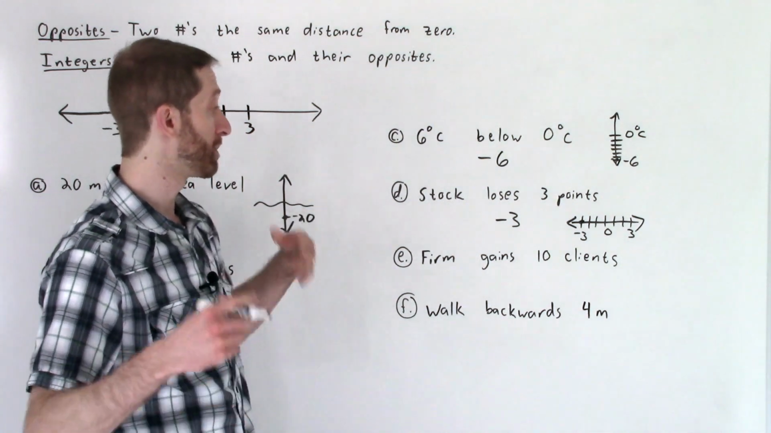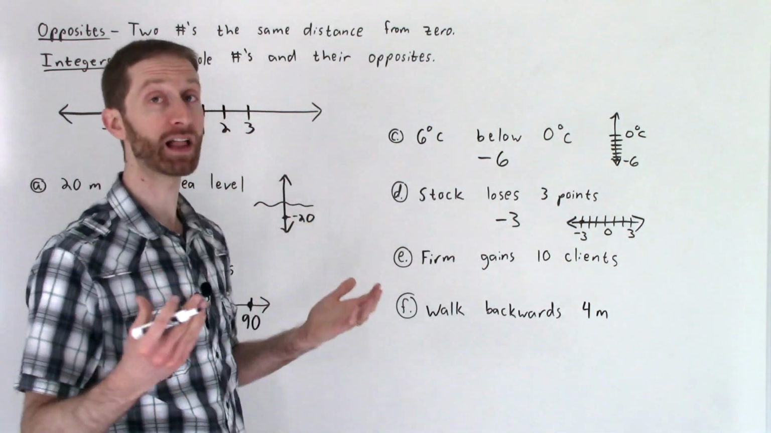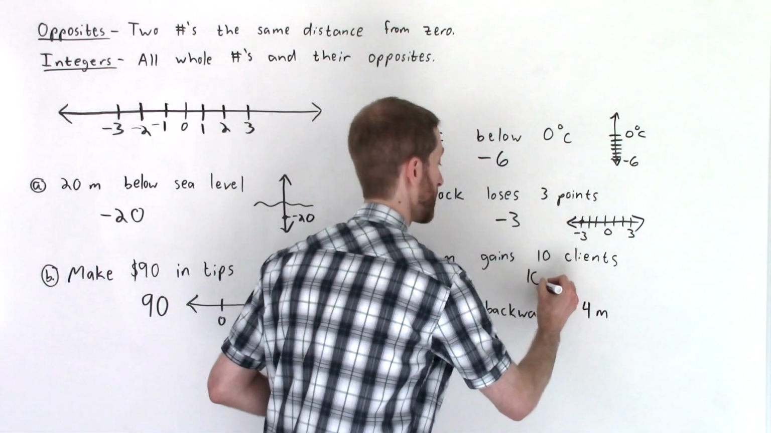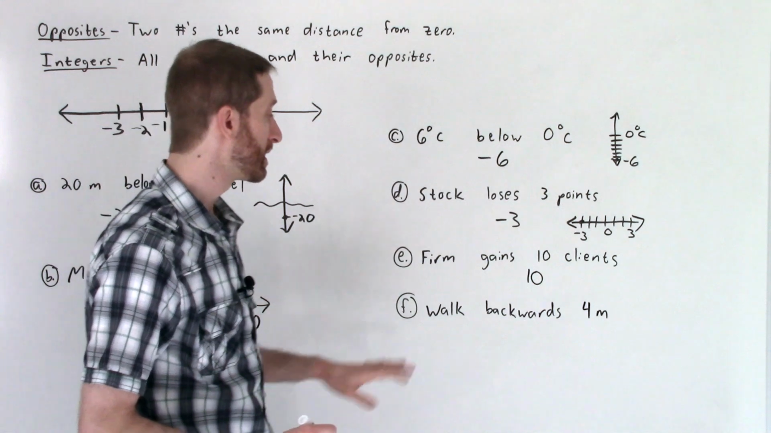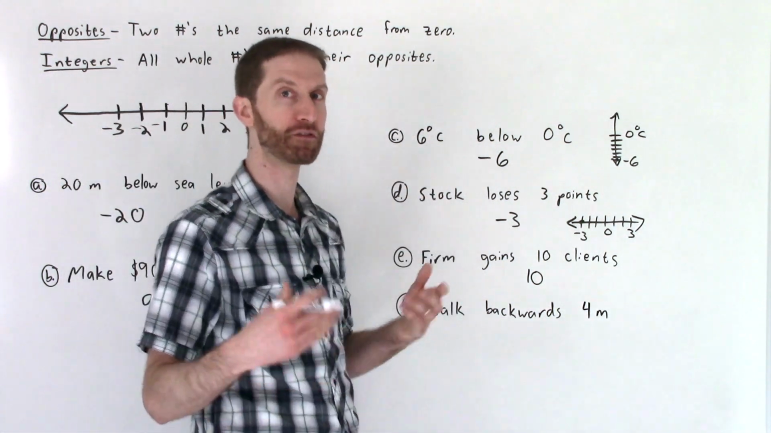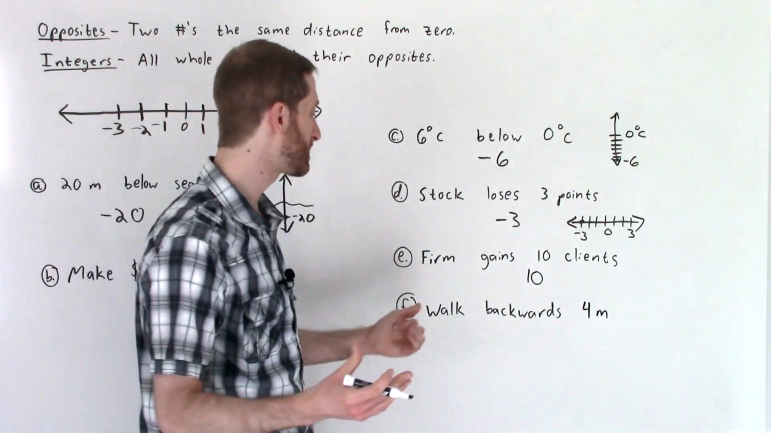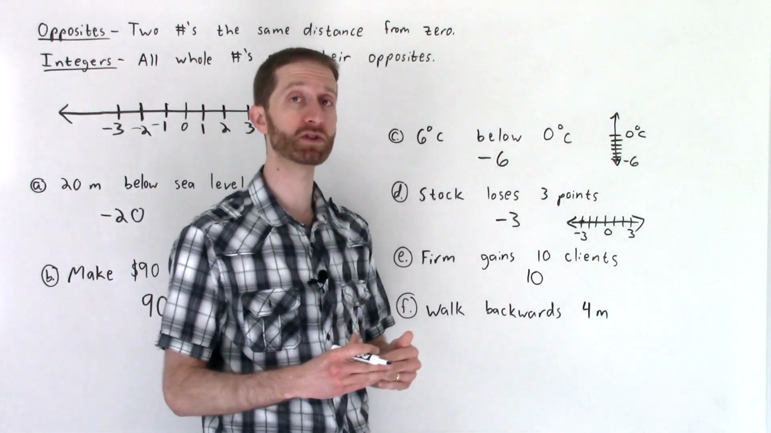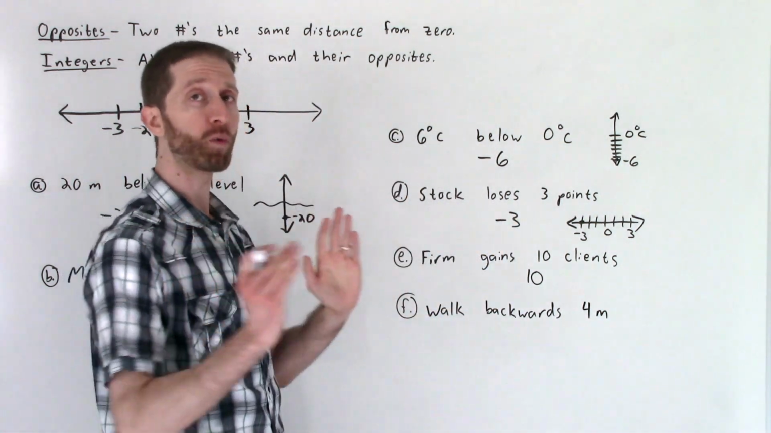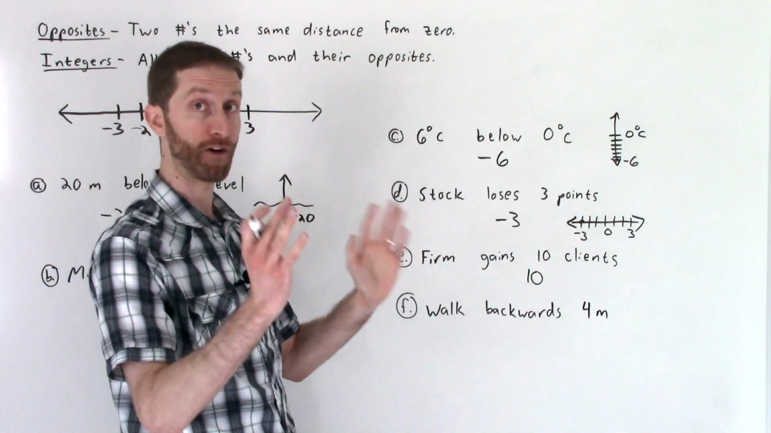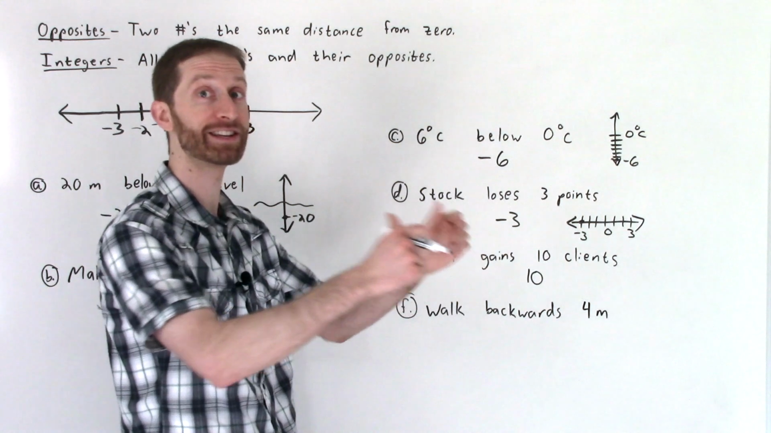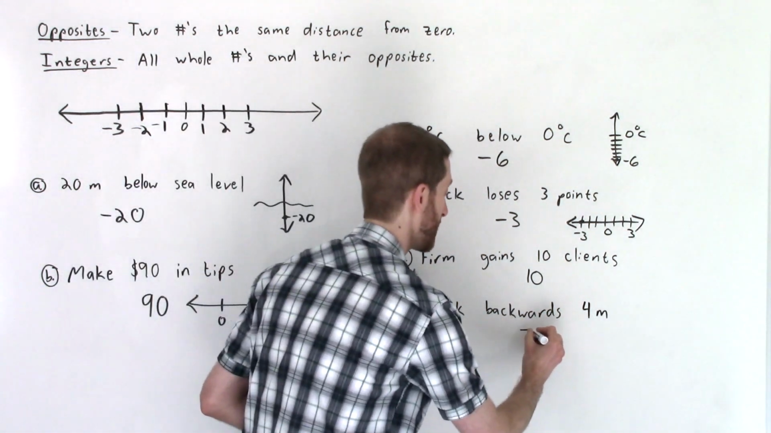Two more examples. We'll say that a firm, maybe a law firm, gains 10 clients. A gain is an increase. So that's plus 10. We just write down 10 for that. And then finally, this is one of my favorites because it deals with something that's going to be coming up way later, like in calculus and physics and all these great topics. It's the idea of using positive and negative numbers to describe direction. If we walk backwards, forwards will be our positive direction. We're going to define it that way. So backwards will be the opposite of positive, which is negative. So that would be -4.